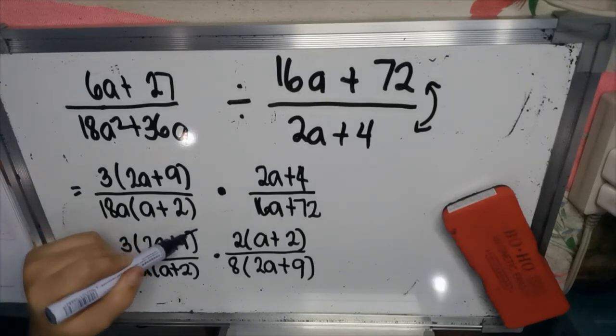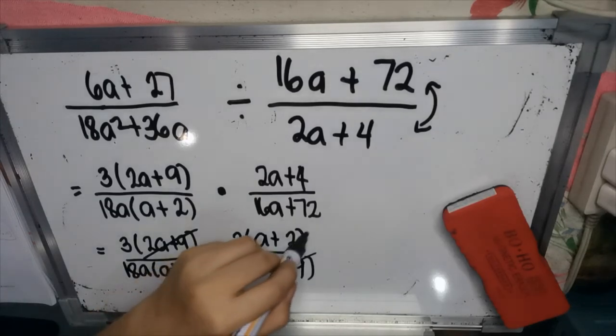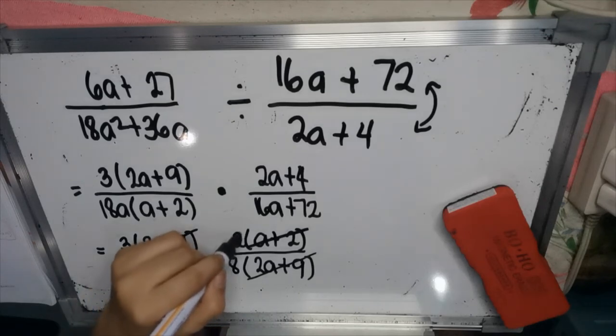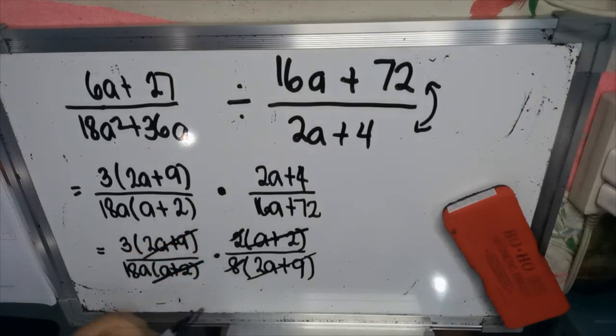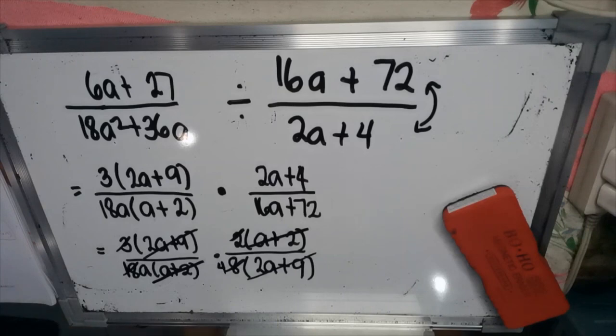So, si 2a plus 9, cancel na yan. Wala na yan. Si a plus 2, wala na rin yan. Diba? What else? Si 2 and 8. Cancel natin yan. Ano matitira dito? 4. Meron pa ba? Si 3 at 18. 1 dito. Ilang 3 mayroon sa 18? 6. Ayan. Sagad na ba? Sagad na. Wala na tayong masisimplify pa dyan.